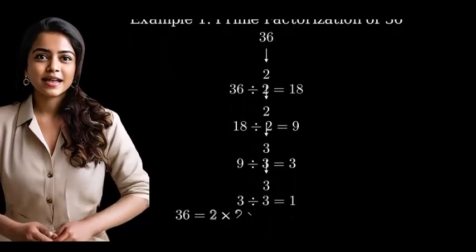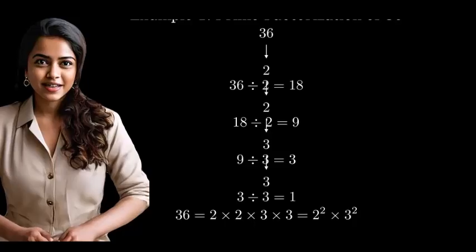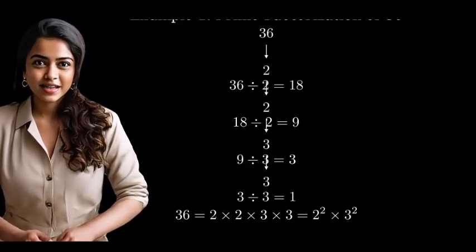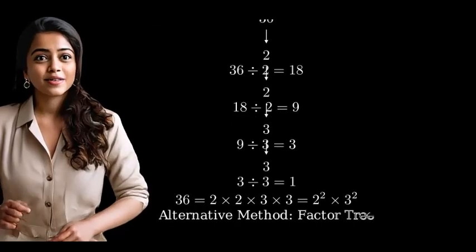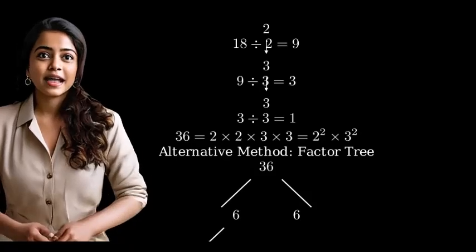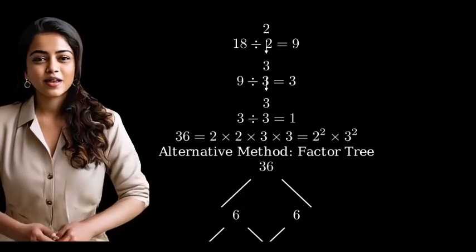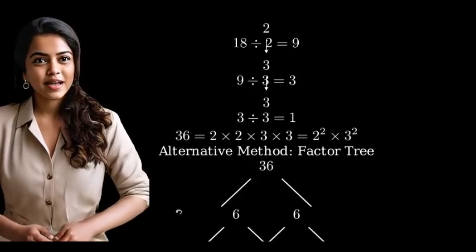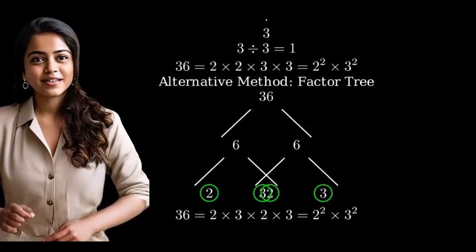So the prime factorization of 36 is 2 times 2 times 3 times 3, which can be written as 2 squared times 3 squared. Another way to find the prime factorization is using a factor tree. We start with the number 36 and split it into any 2 factors, 6 and 6. Then we continue factoring each composite number until we reach prime numbers. 6 can be factored as 2 times 3. So again, we get 36 equals 2 times 2 times 3 times 3, or 2 squared times 3 squared.